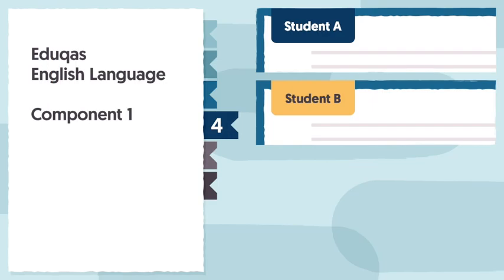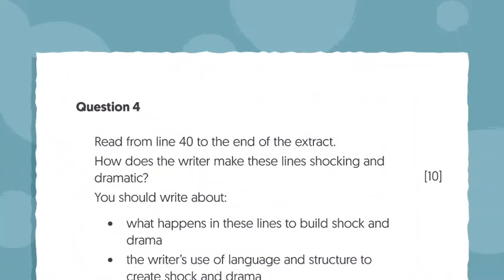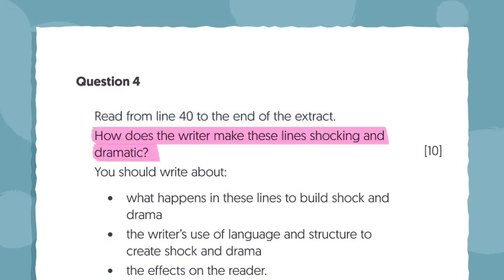In this video, we're going to look at extracts from a couple of student responses to question 4 on our Eduqas-style English Language Component 1 paper. Don't forget, you can always pause the video if you need time to take notes or read over anything on screen. This question asks you to read line 40 to the end of the source and asks, how does the writer make these lines shocking and dramatic?